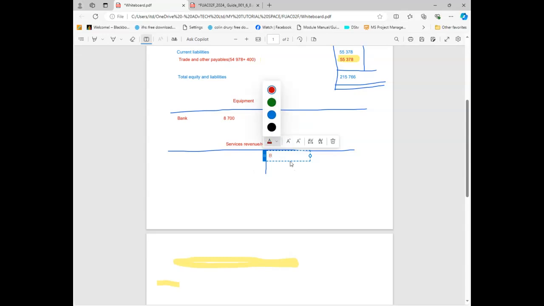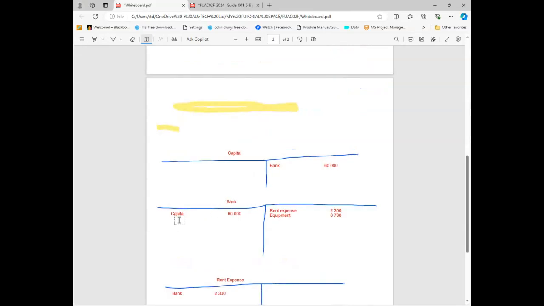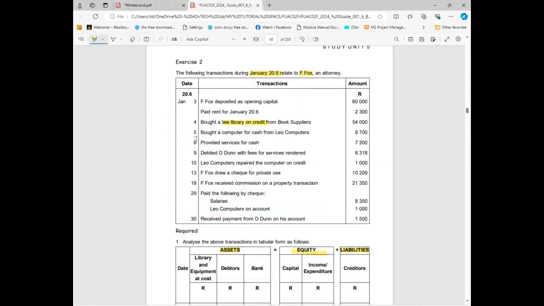The bank, how much is it? Do you have the amount for me? It is 7,200, sir. 7,200. Thank you so much. And then go to the bank. And I say services rendered. And I say 7,200. I hope so far you are following that. Yes, sir. It makes sense. No problem. Thank you very much. That was on the 6th.